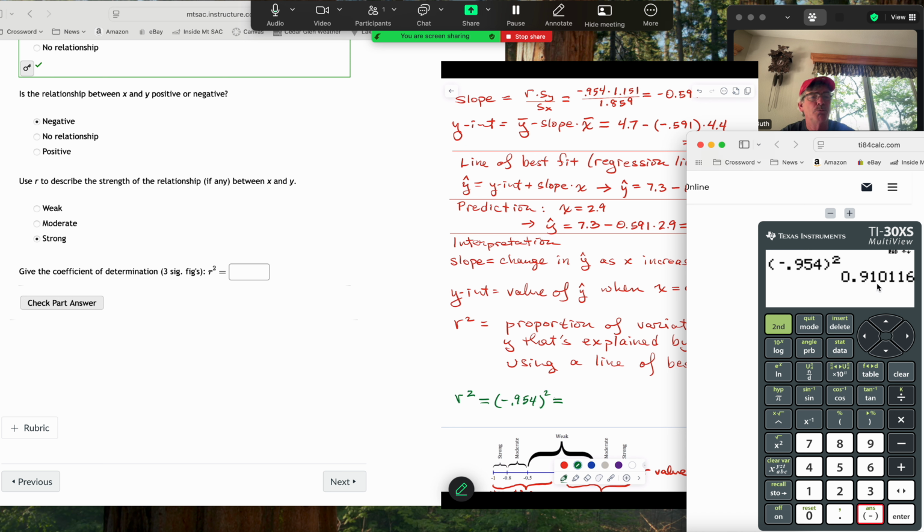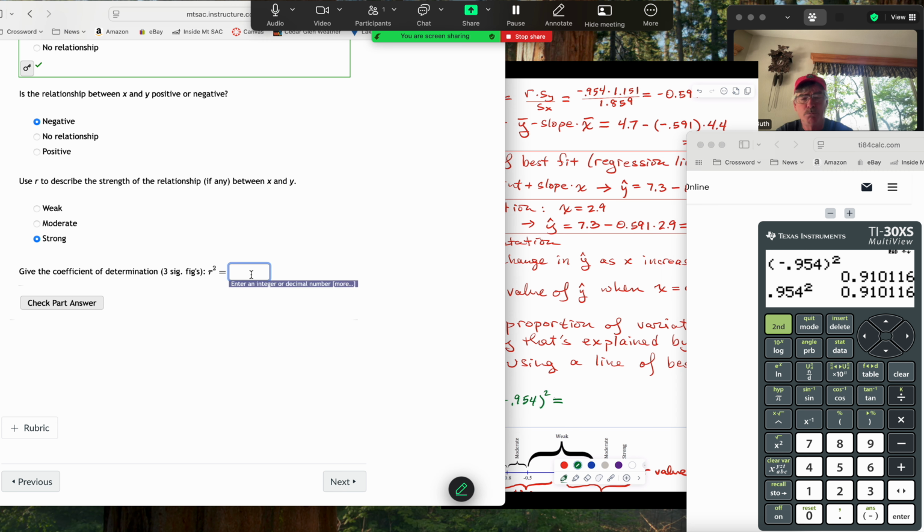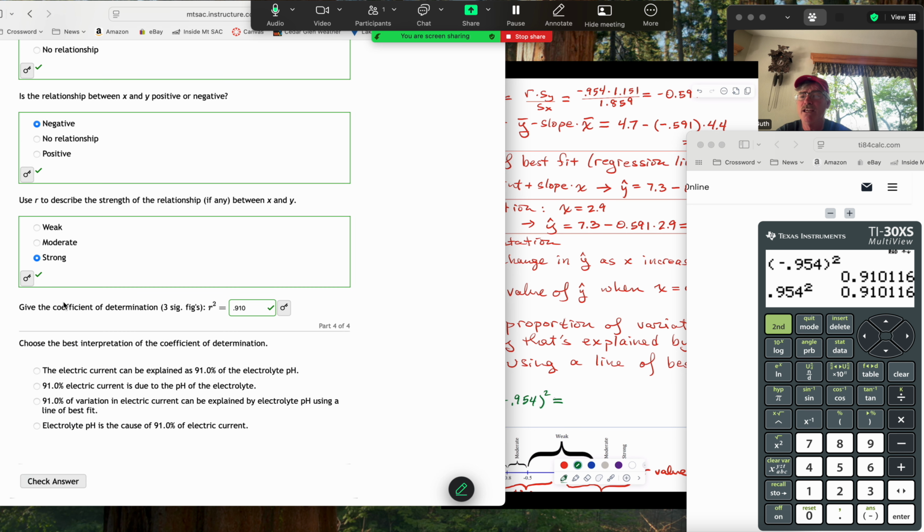And so there you go, 0.910. You get the same thing. You see those minus signs, such a hassle. So you get the same thing as if you just do 0.954 and then square that, because squaring a number is going to make it positive either way. And so it's easier just to ignore the minus sign when you square a number. Okay, so 0.910 either way, which is going to be treated as 91%.